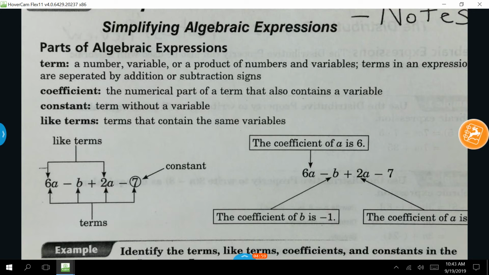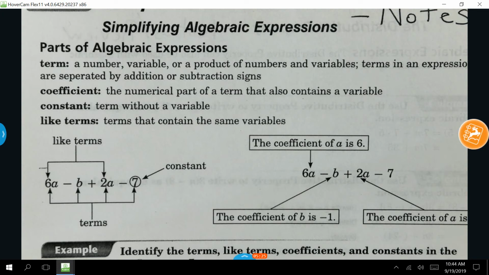In regular language, it's the number that's in front of the letter. It's the number in front of the variable. So the coefficient is 6. What's really in front of this b? What number is really there? -1, thank you, because it takes the sign of whatever's in front of it. So the coefficient here is -1, and the coefficient here is 2. So the coefficients are 6, -1, and 2.